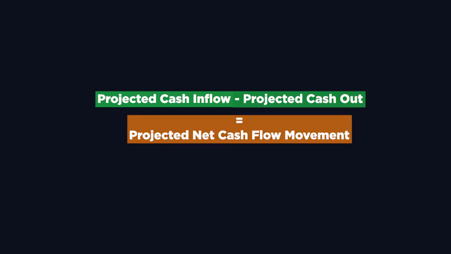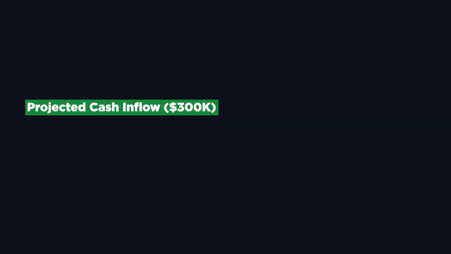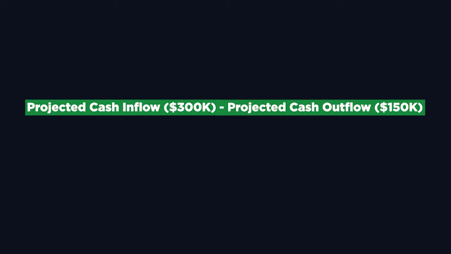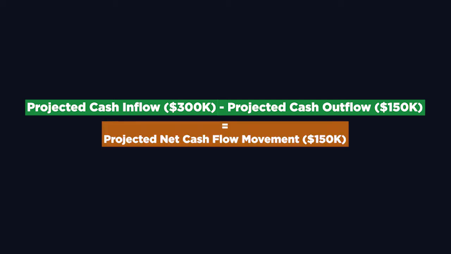This is called the net projected cash flow movement. Projected cash inflow minus projected cash outflow equals projected net cash flow movement. In this example I've shared with you, projected cash inflow of $300,000 minus projected cash outflow of $150,000 equals projected net cash flow movement of $150,000. Now we need to do one more final thing.